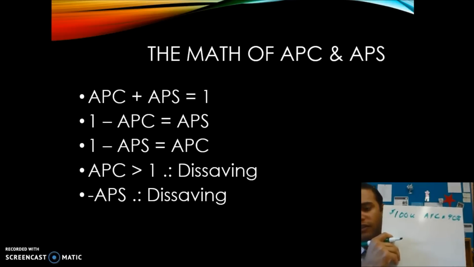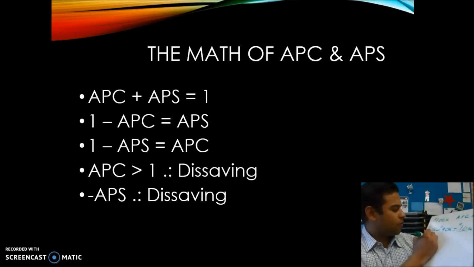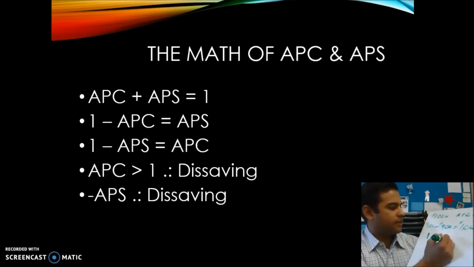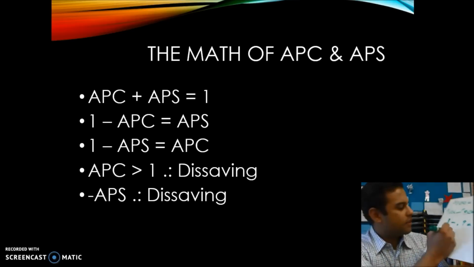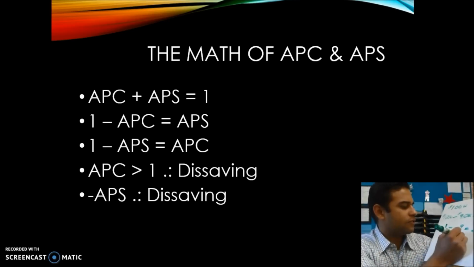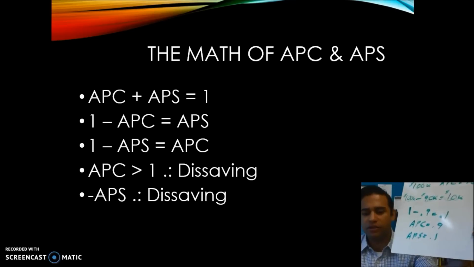So let's figure out the average propensity to save. 1 minus 0.9 equals 0.1. And those decimals are our average propensity to consume and average propensity to save. So the average propensity to consume equals 0.9. Average propensity to save equals 0.1. And that's it. That's all there is to this. Say no more.